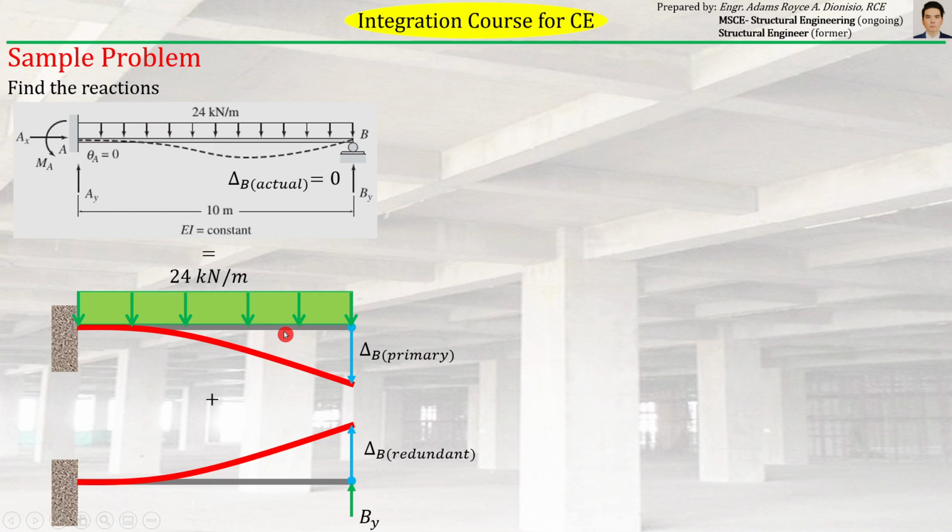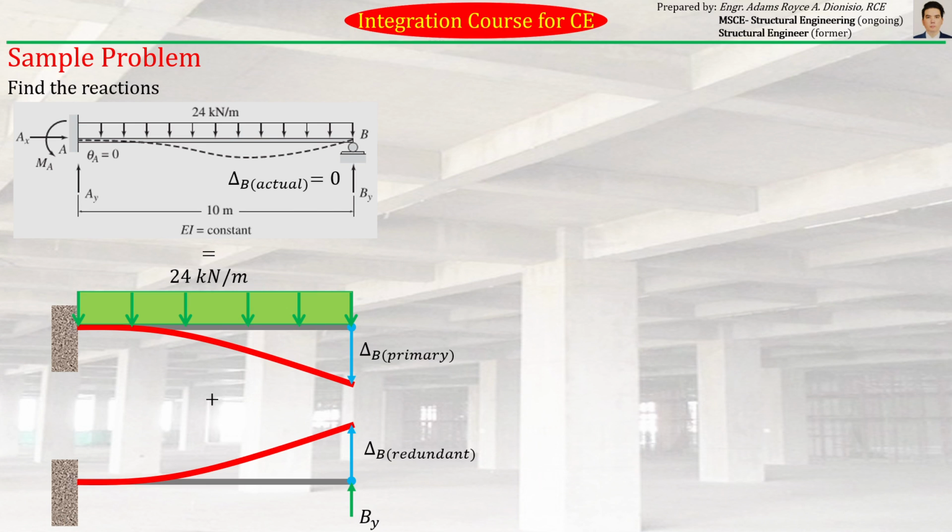Okay? So, from the concept of method of consistent deformation, pag-add mo itong structure na to, dito sa structure na to, the result must be equal to this. Okay? Or in other words, yung deflection at point B due to the primary structure, pag-add mo sa deflection at point B due to the redundant force or reaction, dapat yung sum nila will be equal to the actual deflection, which is equal to 0. Okay? Yun yung magiging goal natin for this sample problem. We just have to find the magnitude of delta B primary and delta B redundant, and then add them and equate them to 0. Okay?